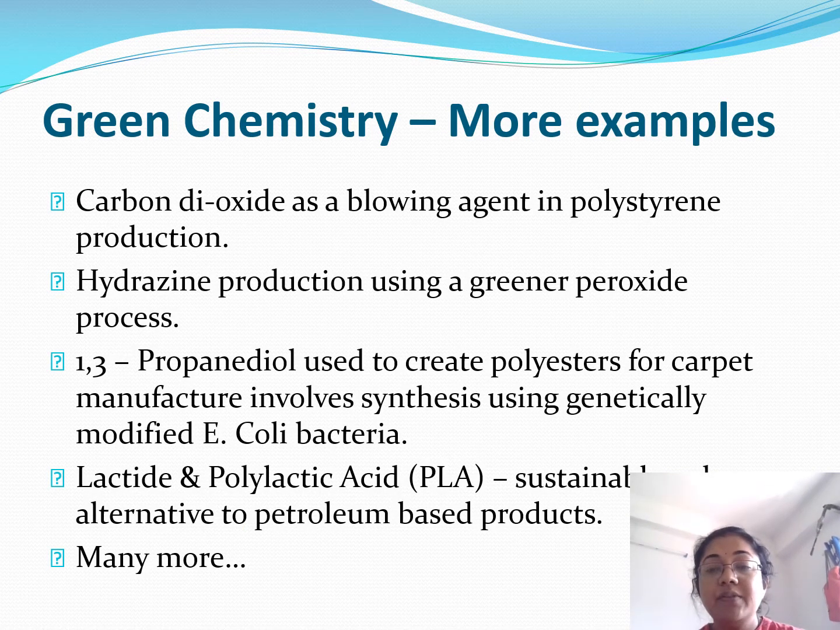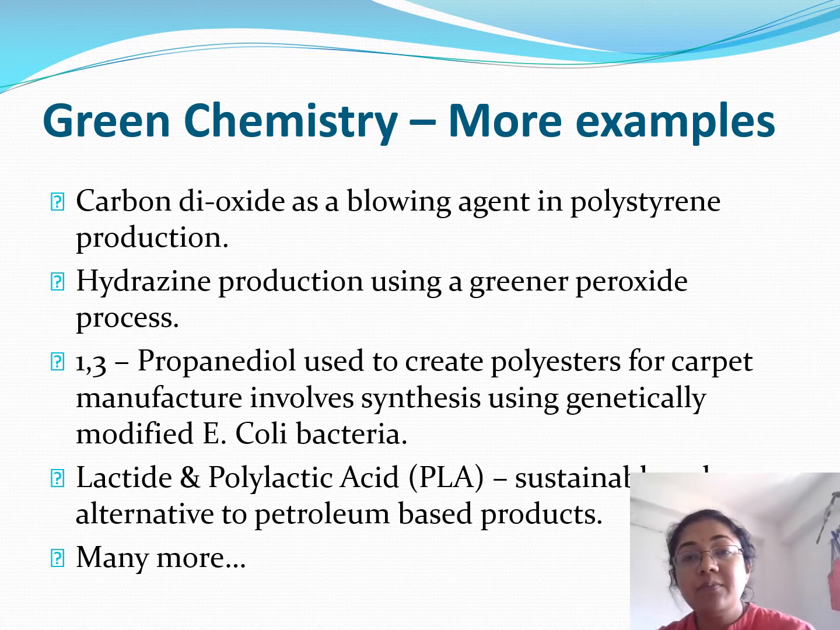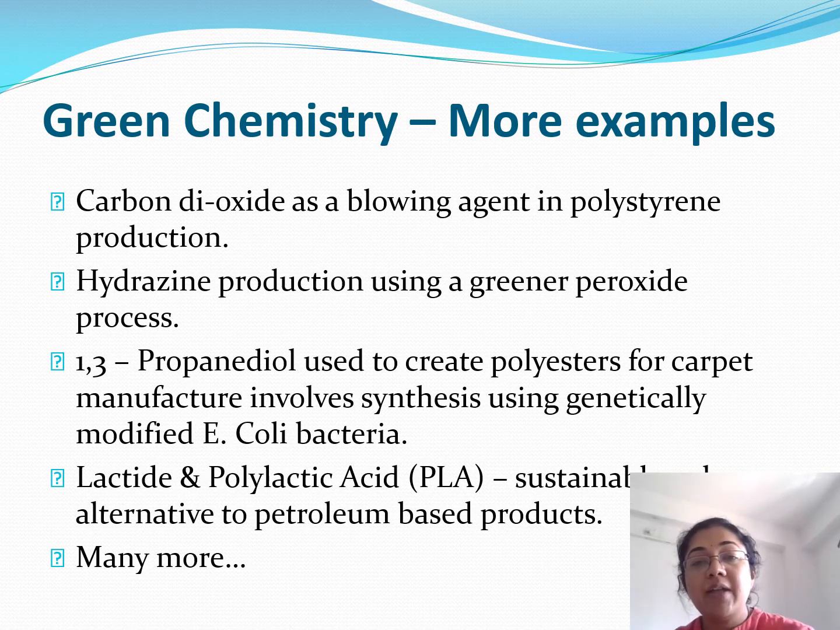Some more examples of green chemistry you can see in this particular slide. Carbon dioxide as a blowing agent in polystyrene production, hydrazine production using a greener peroxide method, and 1,3-propanediol used to create polyesters for carpet manufacture, which involves synthesis using genetically modified E. coli bacteria. There is lactide and polylactic acid. These are all sustainable alternatives to petroleum-based products.